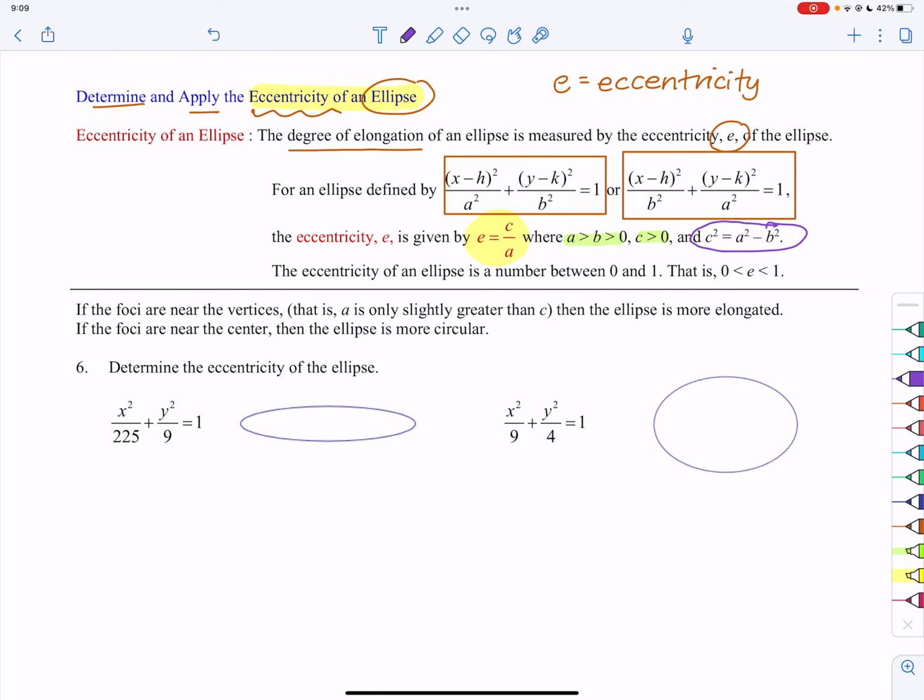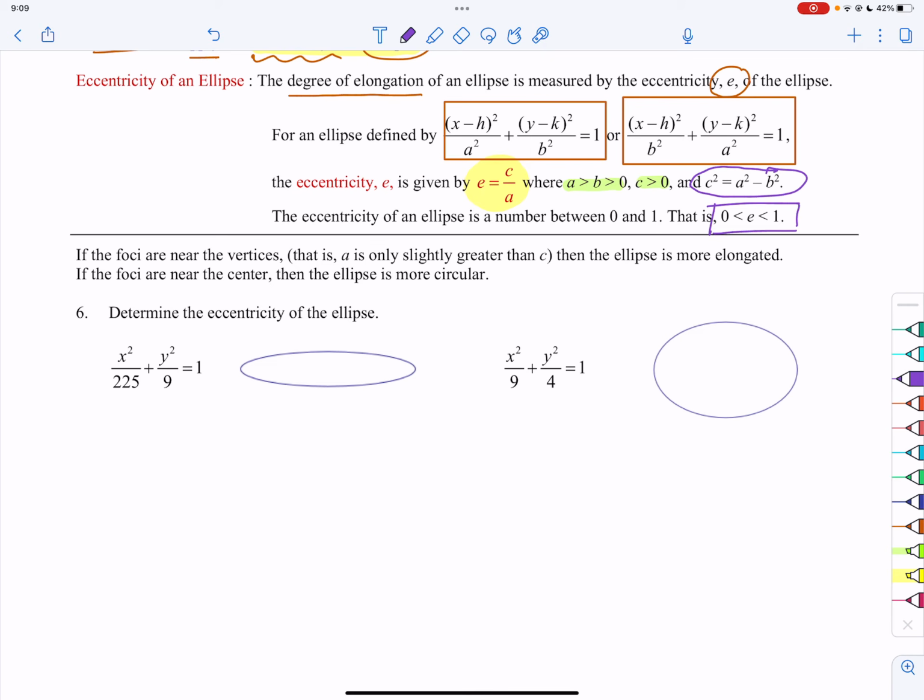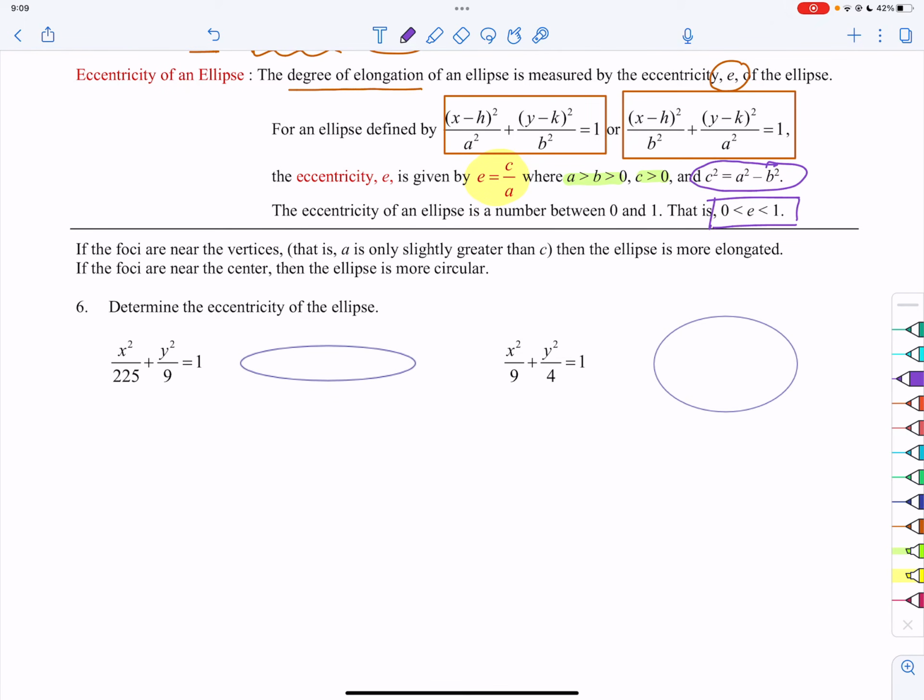So one thing that's really important to know is that E is always a number between 0 and 1. We do have a fraction, or what you could say is a decimal. So let's go ahead and look at number 6. If the foci are near the vertices, that is, A is only slightly greater than C, then the ellipse is more elongated. If the foci are closer to the center, then you have a more circular ellipse. So I think that's pretty interesting. But we're just here to determine the eccentricity of the ellipse.